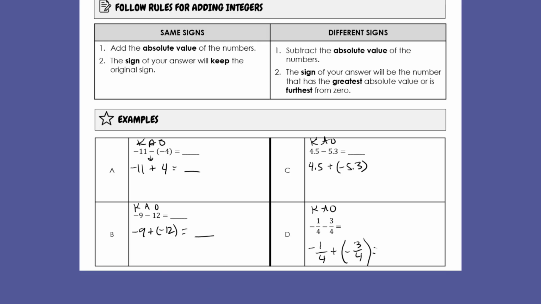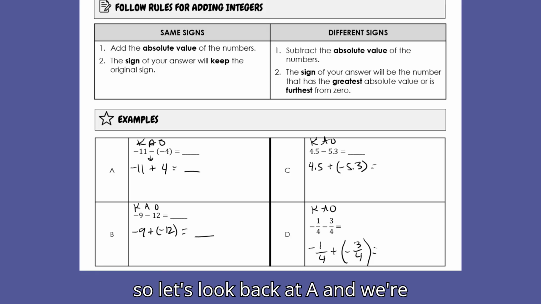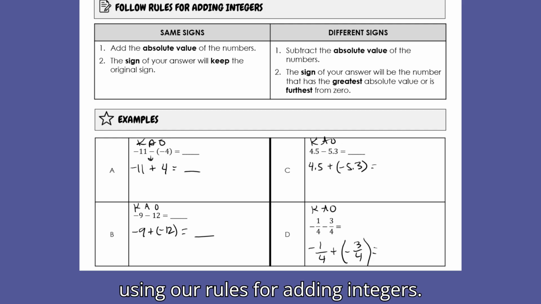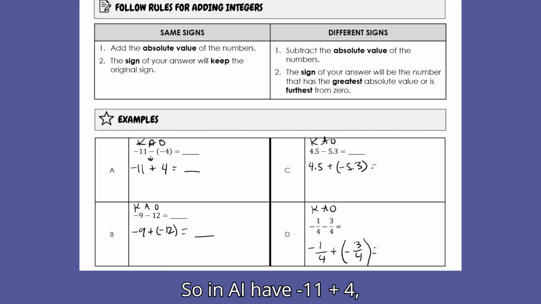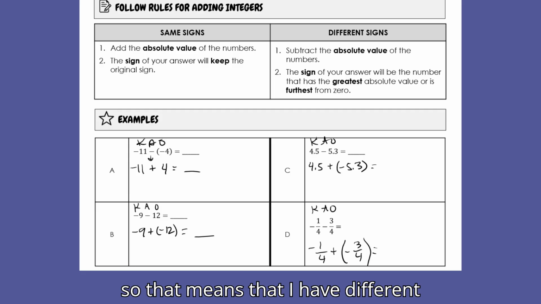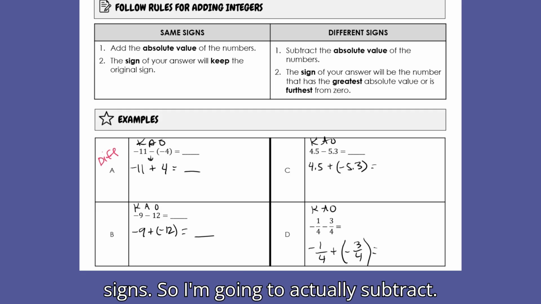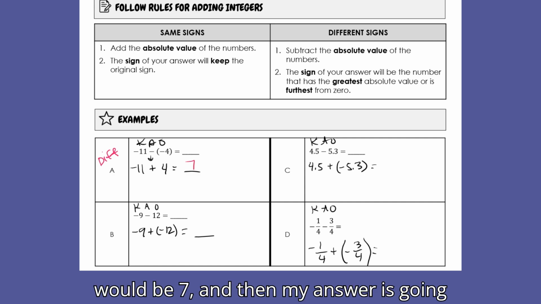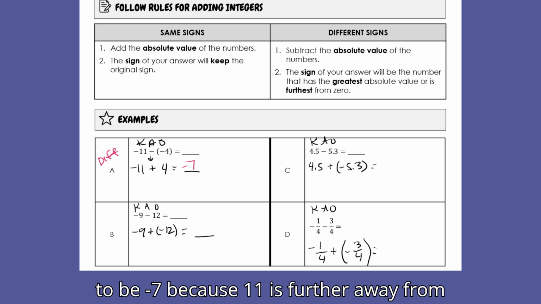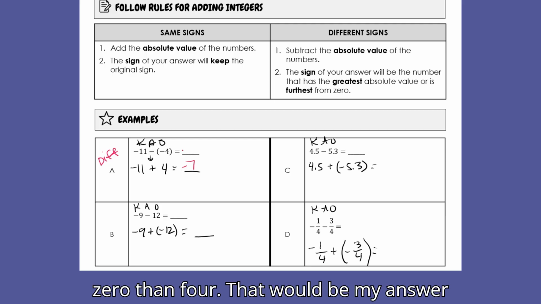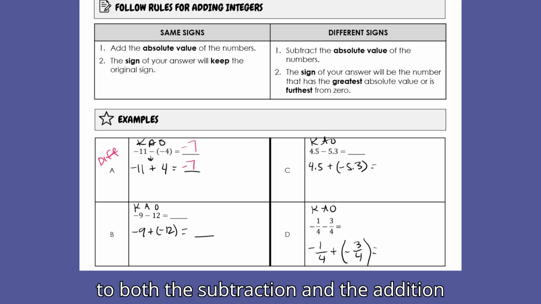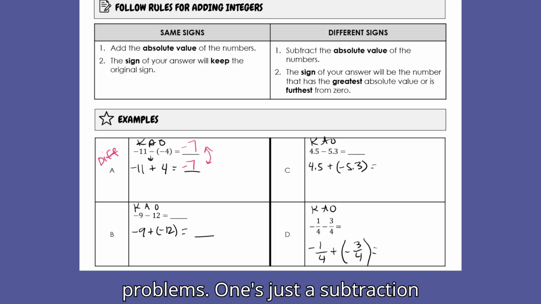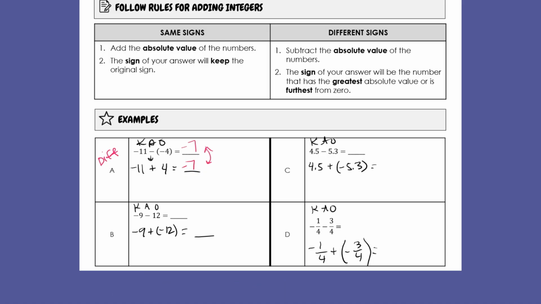Okay. So let's look back at A, and we're going to solve them using our rules for adding integers. So in A, I have negative 11 plus 4. So that means that I have different signs. So I'm going to actually subtract. So the difference between 11 and 4 would be 7. And then my answer is going to be negative 7 because 11 is farther away from 0 than 4. That would be my answer to both the subtraction and the addition problem. So remember, they are equivalent problems. One's just a subtraction sentence, one's an addition sentence.